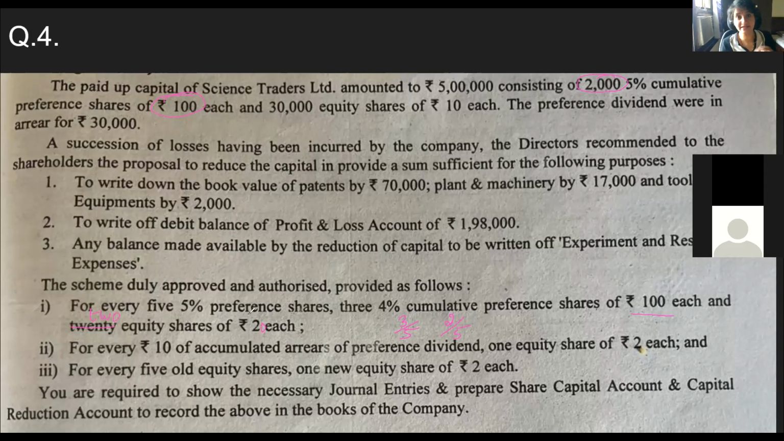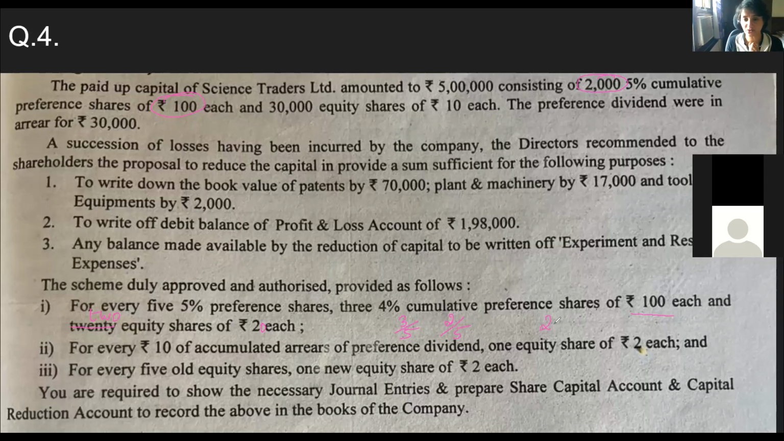Okay, just correct the question. If you need it, you can take a screenshot, that will be better, because I just made a correction. The question has a mistake. It cannot be 20 equity shares of rupees 2 each. You just write 2 equity shares of rupees 20 each. Okay. So now the question is quite clear. If you have 5 preference shares, you get 3 new preference shares and 2 new equity shares. So this is now quite clear.